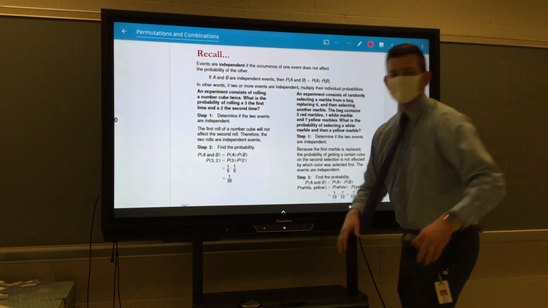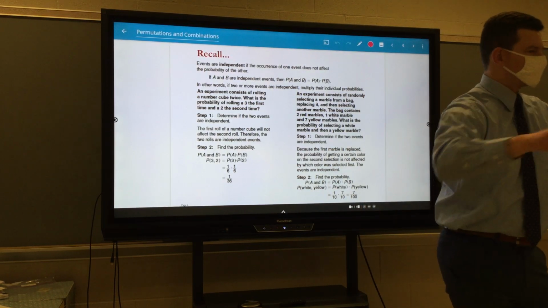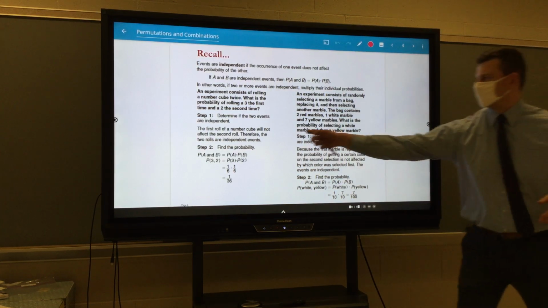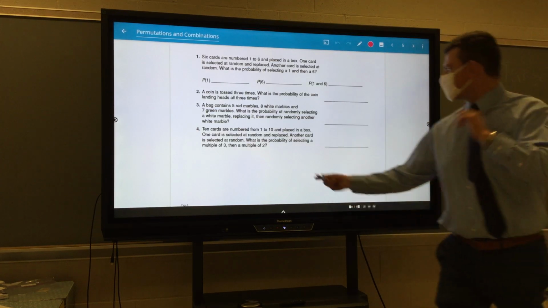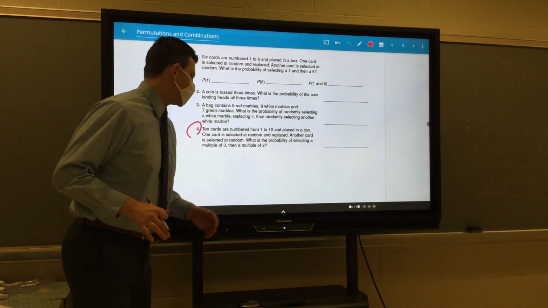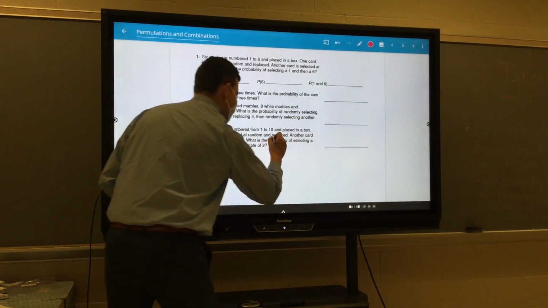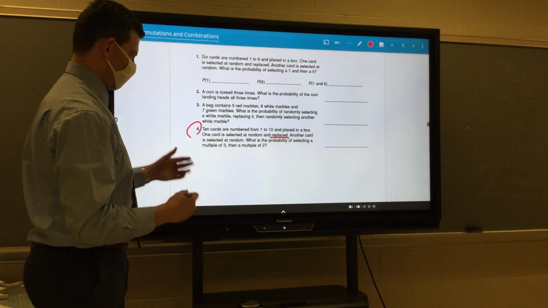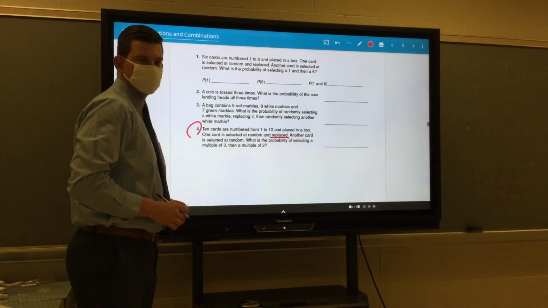So a couple examples here. You're going to notice that I am not going to do most of these example problems today. I'm skimming over a lot of these because we already know what they contain. In fact, I think we already did these marble problems together. So let's do this one here. 10 cards are numbered from 1 to 10. They're placed in a box. 1 card is selected randomly and then replaced. That is important. Another card is selected at random. What is the probability of selecting a multiple of 3 and then a multiple of 2?